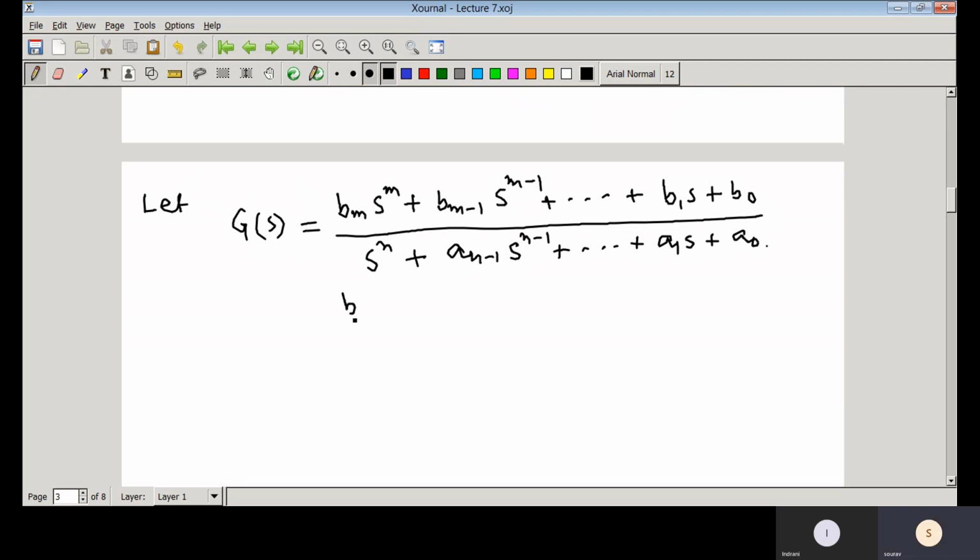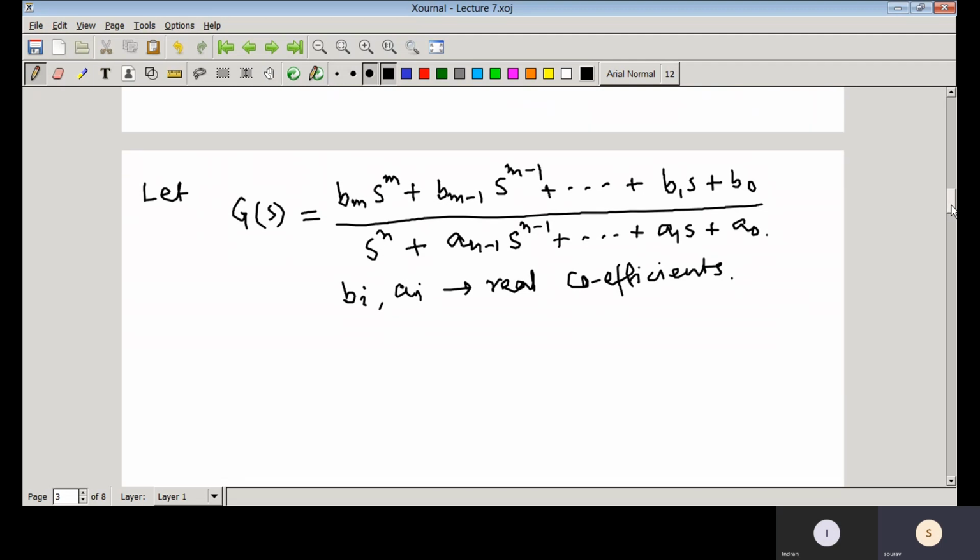Here you should note down that all b_i and a_i are real coefficients. So this is the standard transfer function representation in polynomial form, and it is a rational transfer function. That means in the numerator and denominator you have two polynomials with real coefficients.